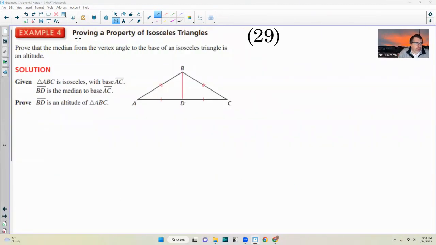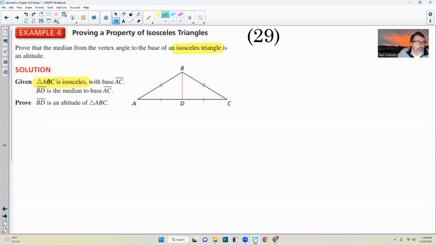All right, example 4 is a proof. Boo. Proving a property of isosceles triangles. Okay, prove that the median from the vertex angle to the base of an isosceles triangle is an altitude. So we're starting with a given. Given triangle ABC is isosceles with base AC. So we're just going to name it base AC.